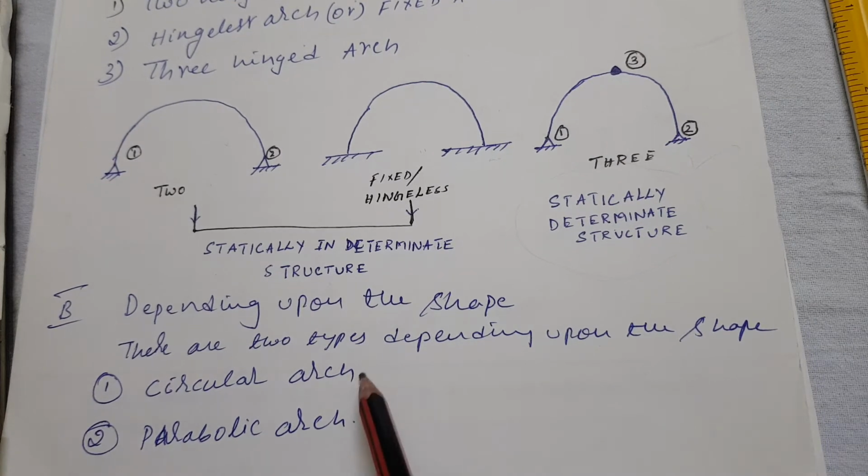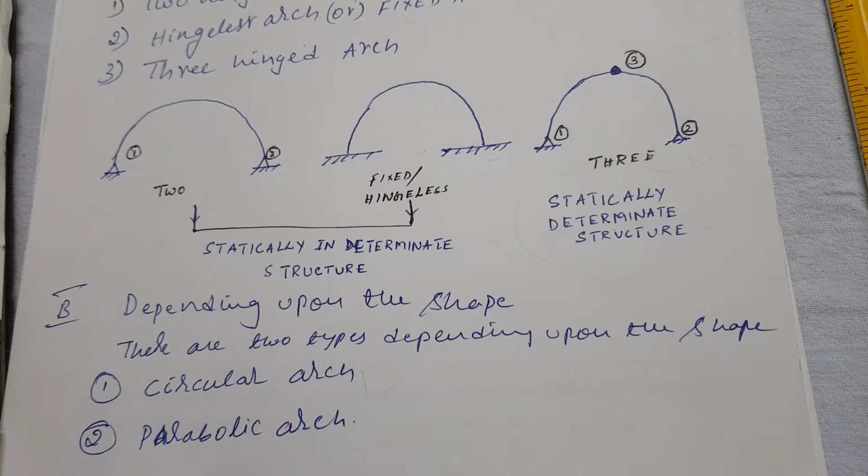One is the circular arch. The name itself indicates it is in circle form, or we can say it is like a semicircle, and it will even have a radius. So one is a circular arch, another one is a parabolic arch. Both we have in the syllabus, that is circular as well as parabolic arch, that we will discuss in future.